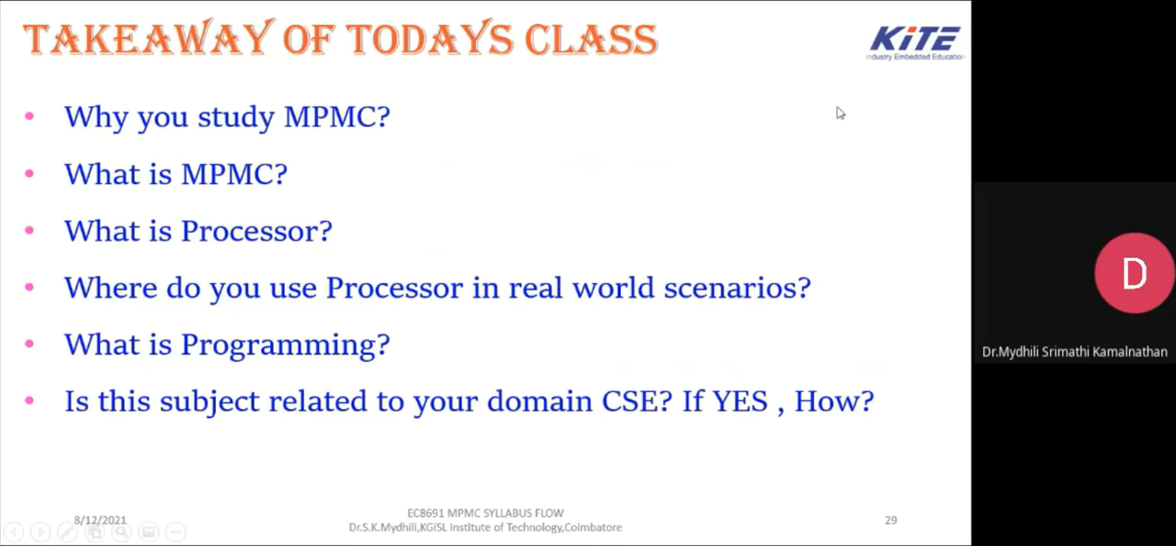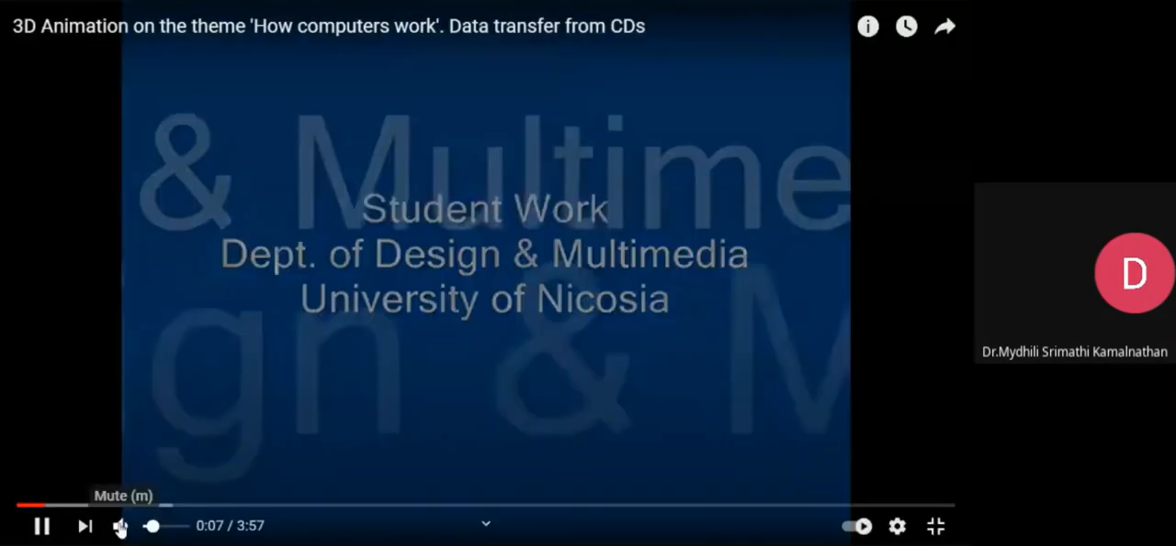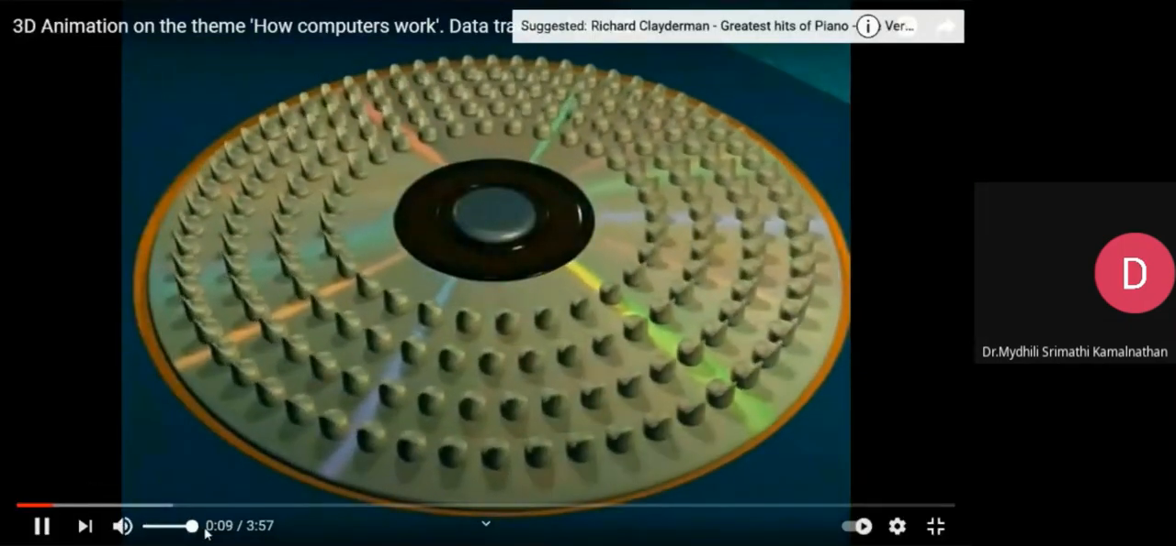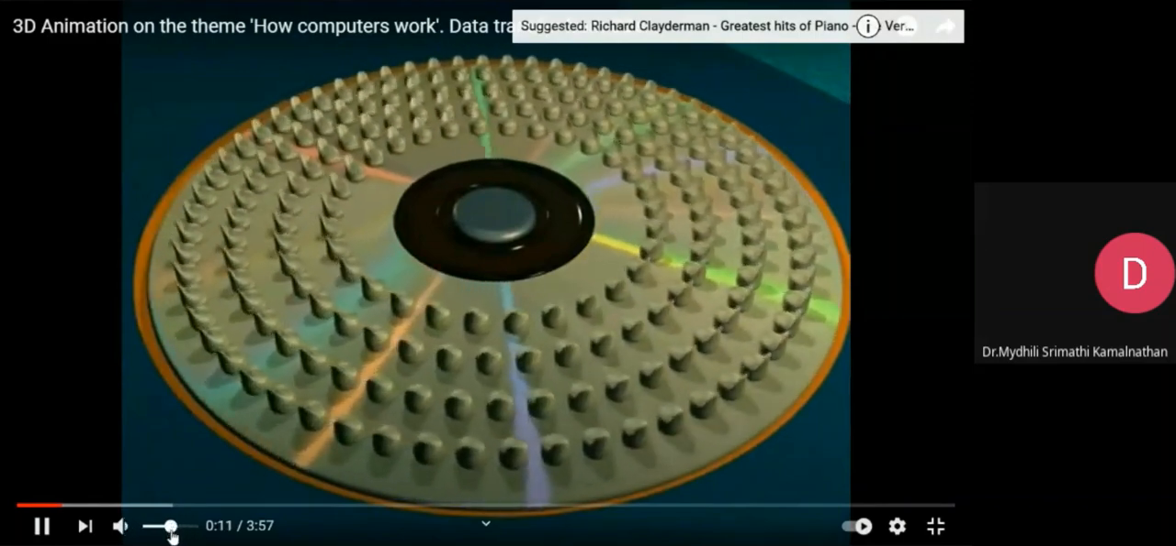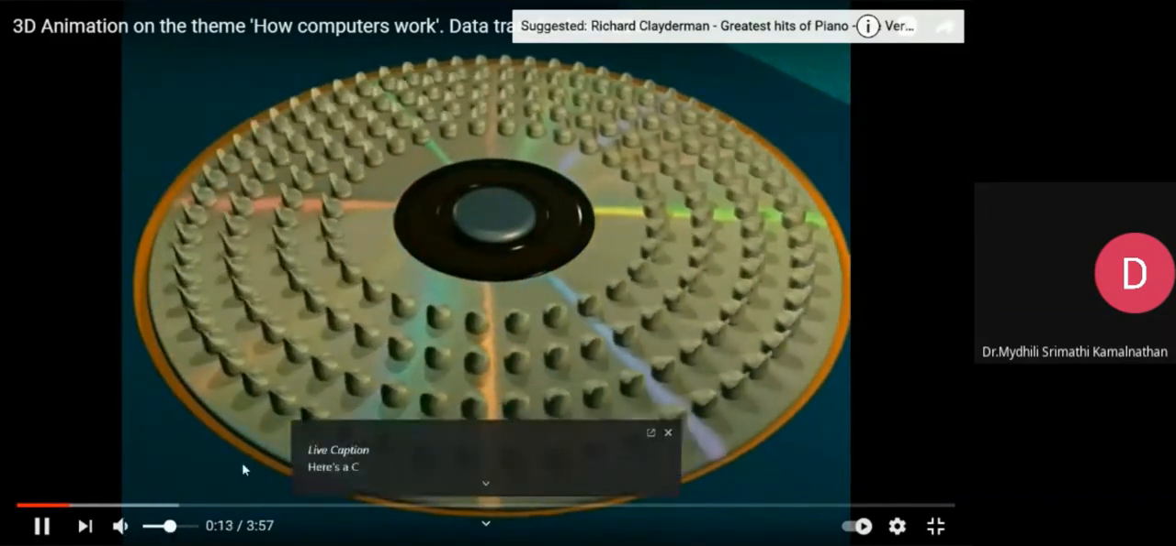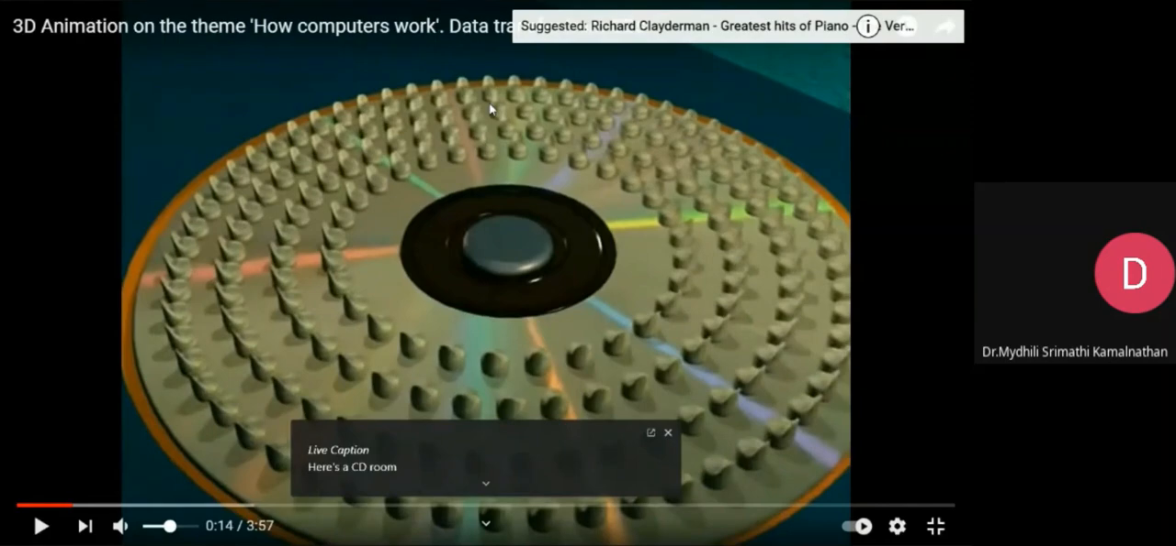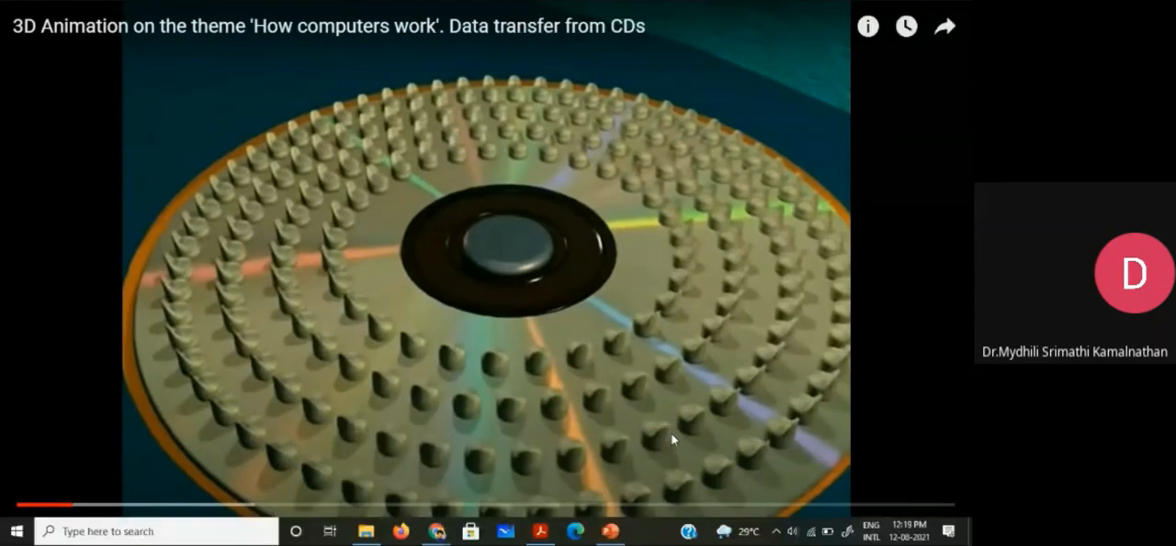So what are your takeaway points of today's class? Are these questions fulfilled? Ask yourself, are you able to give the answer for these questions? This is a 3D animation which shows how a computer works. So you know the question of how it is related to your subject, you please think about it post this video.